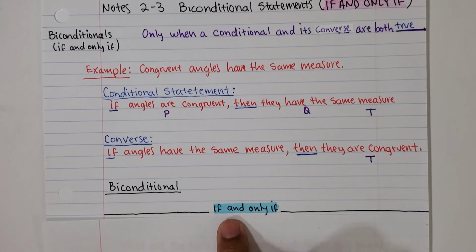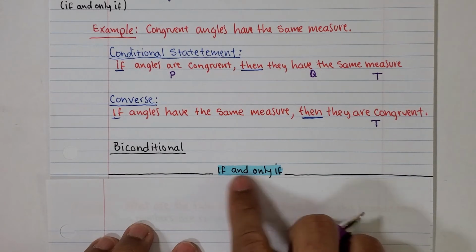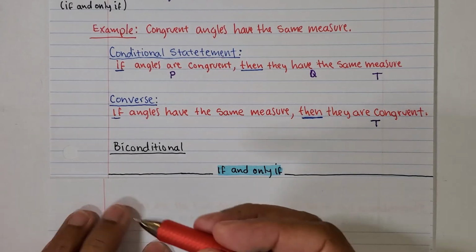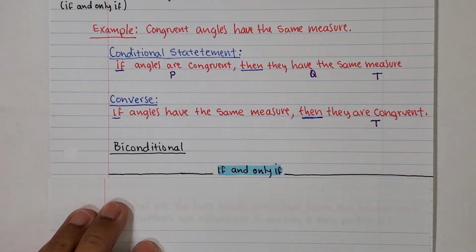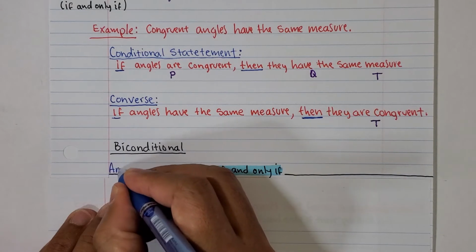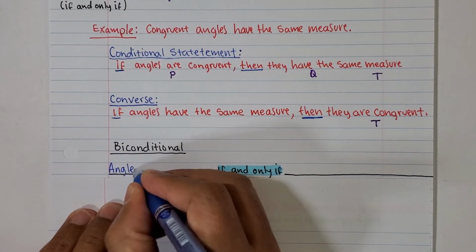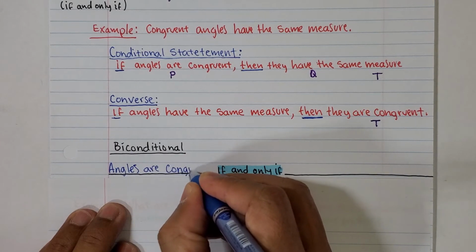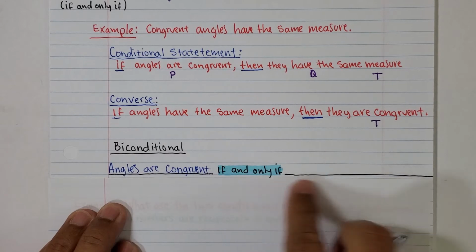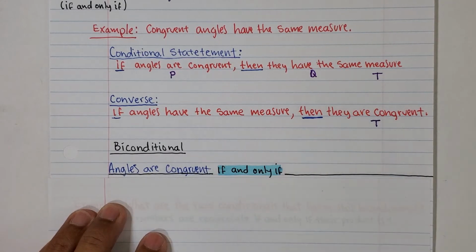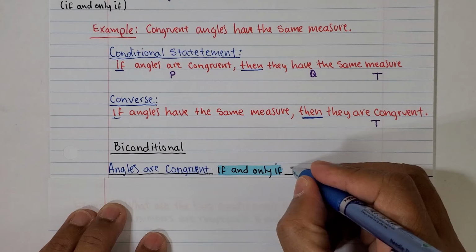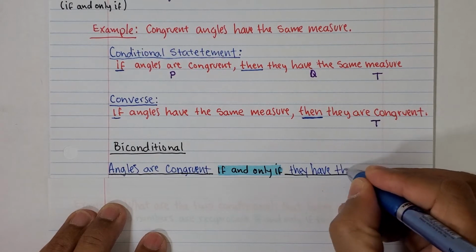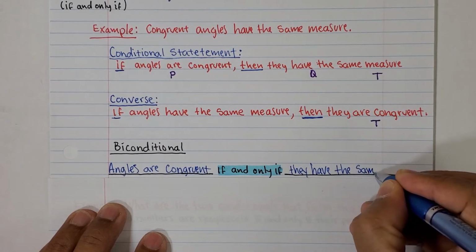Okay, so the biconditional is going to say the following. And notice that I already have if and only if here. So I don't have then, it's going to be if and only if. So I'm going to do the first part. I'm going to say angles are congruent if and only if, so there's the biconditional part, if and only if they have the same measure.